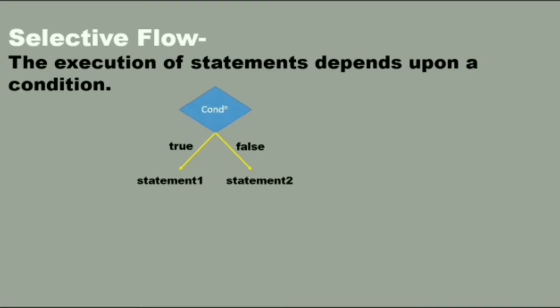Selective flow. In this type of flow, the execution of the statements depends upon a condition. There are different sets of statements given, and which statement will be executed will depend upon the condition. For example, I have explained it through a diagram. This is a condition. The condition can either be true or false. If the condition is true, then statement 1 will be executed. But if the condition is false, then statement 2 will be executed. We will be covering the selection statement of Python in this video. If statement is the selection statement of Python.